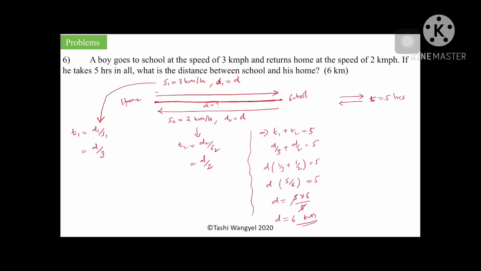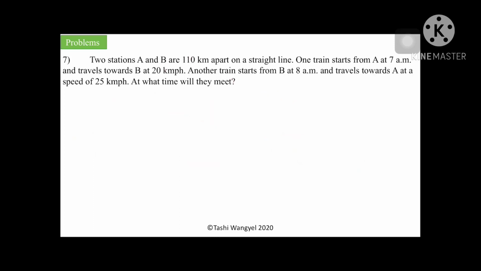So the distance between school and home, we know that we got the D value as 6 km. So the distance from school to home is 6 km. The next question.